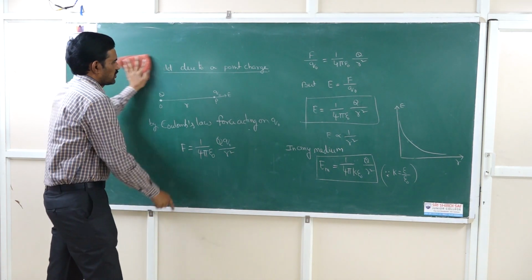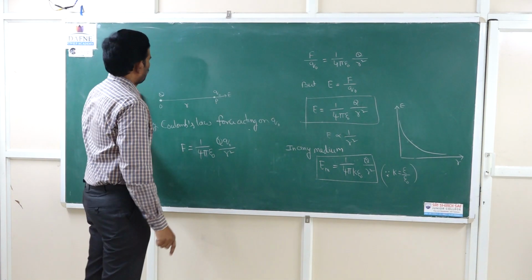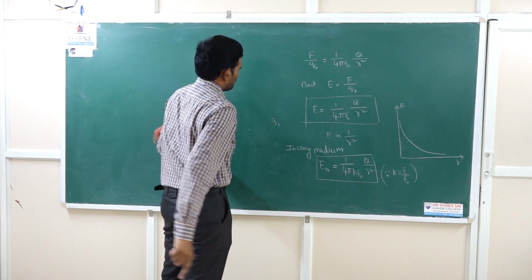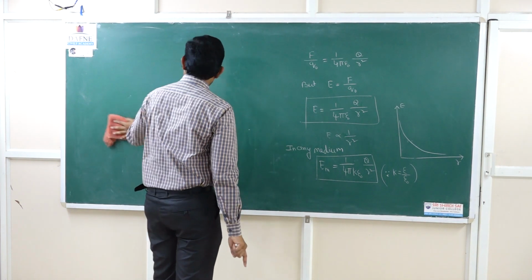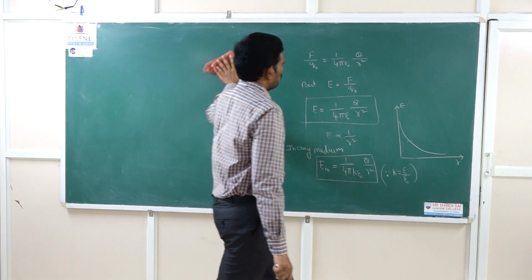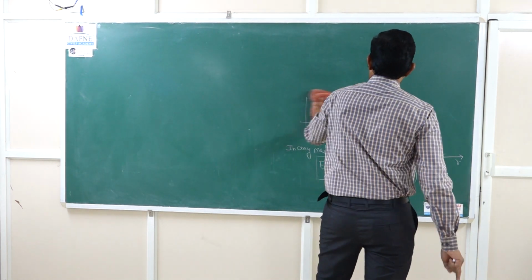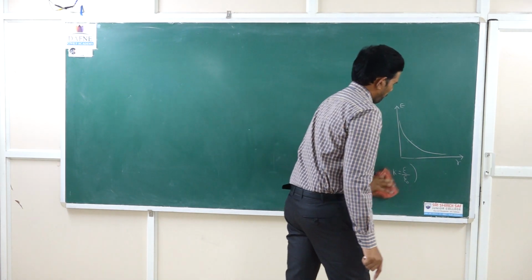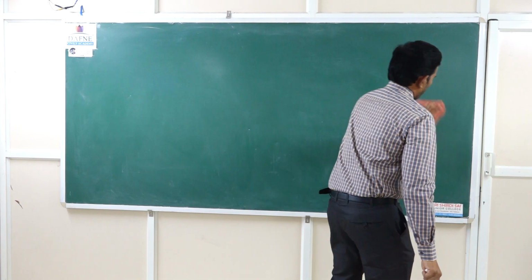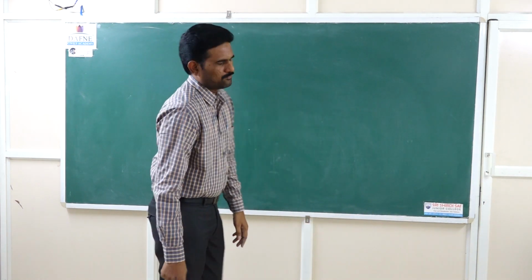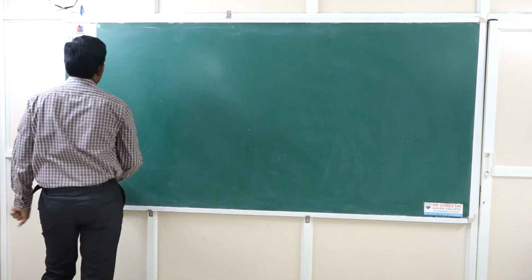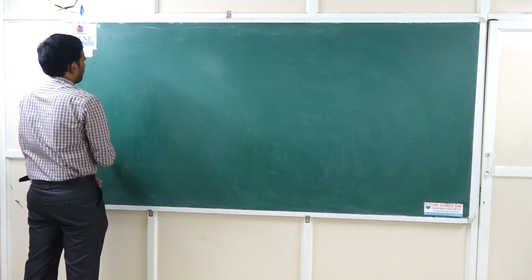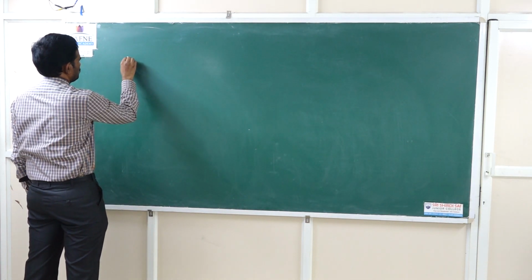So just we are writing Coulomb's law expression, the force between them, and from that Coulomb's law we are defining it as F by Q naught. So that F by Q naught gives us field strength. So next I am going to define the null point.